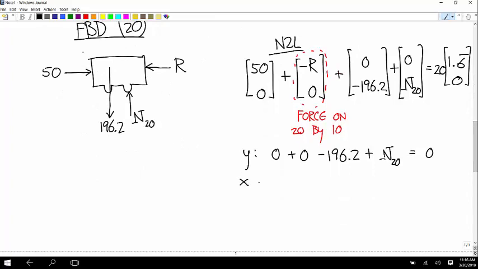But now the one that's important is the x equation, and that says 50 minus r plus 0 is equal to 33.3 repeating. And so now just solve for r, and you get that r is equal to 16.6 repeating.